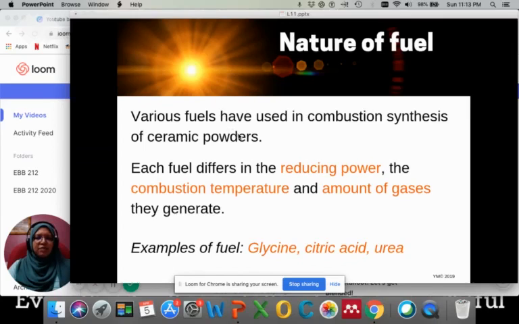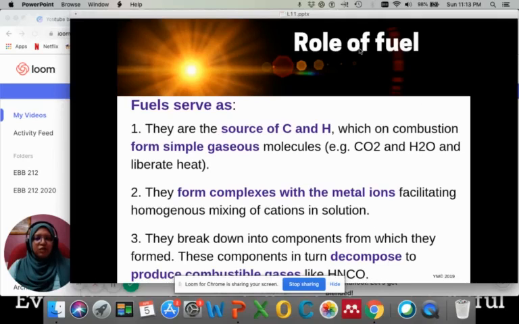Various fuels have been used in combustion synthesis, such as glycine, citric acid, and urea. Each fuel differs in reducing power, the combustion temperature, and the amount of gases they generate. Fuel plays an important role in combustion synthesis. Without fuel, there's no combustion.